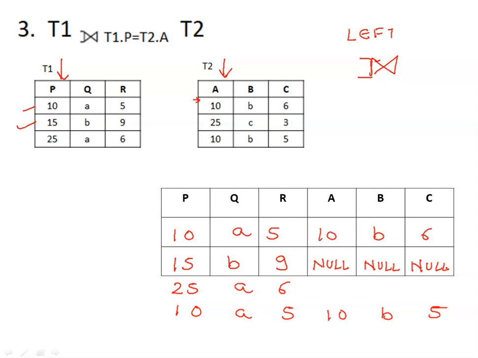So there is no match. We move on to the next tuple, that is 25a6, and yes, there is a match here. So it would be 25c3. So basically in the left join, all the tuples from the left hand side are considered in your final output, and on the right hand side, if there is a match, those values will be shown, else the values will be filled up with null values.